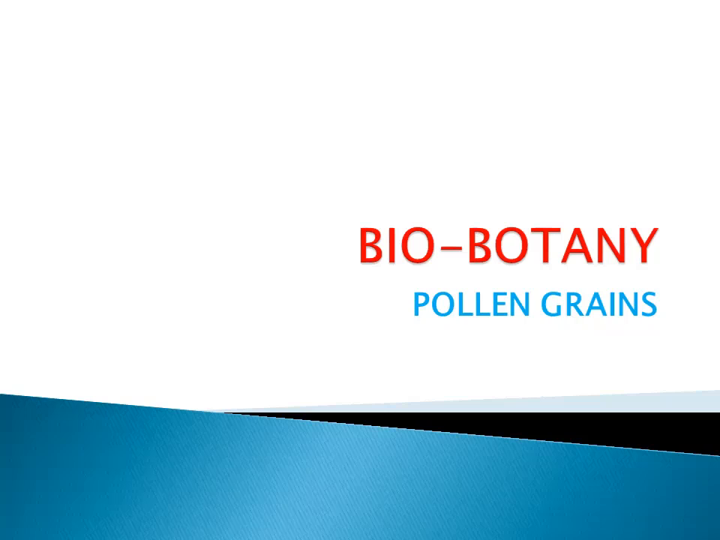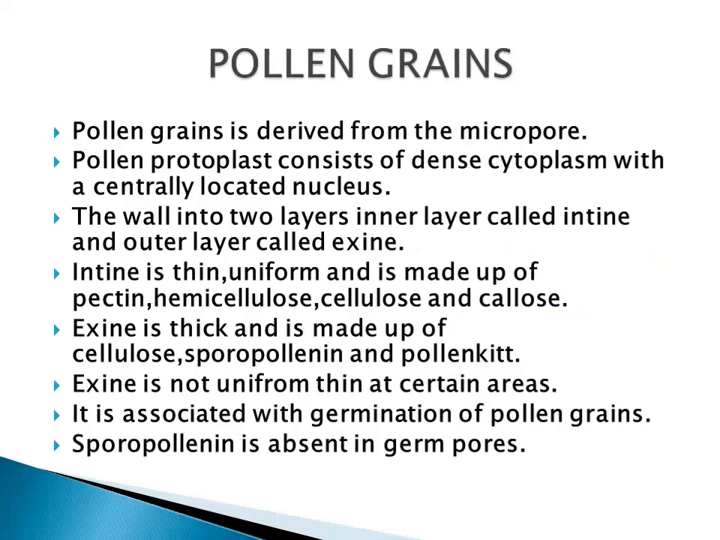Next, we are going to see about the pollen grains. It is the male gamete of the plant. So, now the structure of the pollen grain. Pollen grains are derived from the microspore, as we saw in yesterday's class. And then the pollen protoplast is like a cell. The pollen protoplast, that is the pollen cytoplasm, has a nucleus present centrally.